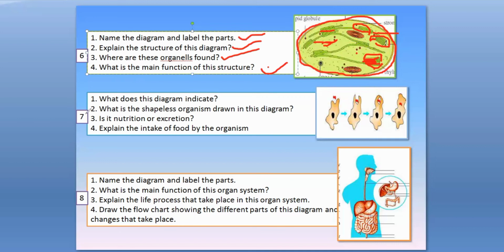And the seventh one: what does this diagram indicate? What is the shapeless organism drawn in this diagram, and is it nutrition or excretion? Explain the intake of food by the organism. So what does this diagram indicate? This diagram indicates that amoeba takes the food by using temporary finger-like extensions called pseudopodia.